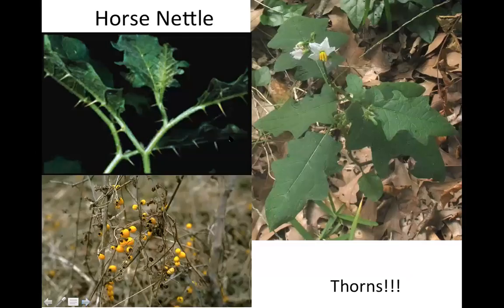Horse nettle, a pretty bad one, because it's got all these spikes. You definitely want to be careful. Wear some gloves when you pull them. In the fall, you can see the berries, they're pretty distinguishable. But basically, any kind of plant that looks a little bit crazy and then has giant spikes underneath, that's probably a horse nettle. So get rid of that guy.